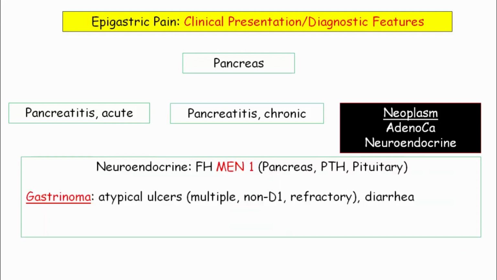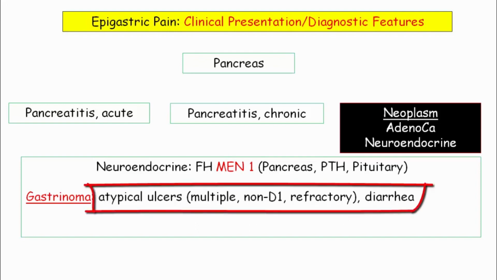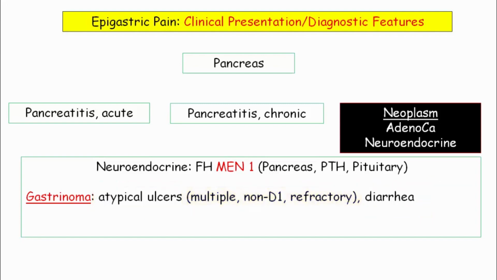As previously mentioned, MEN is covered in a separate set of videos, but let's review the skinny on gastrinoma. The key feature is atypical ulcers, and you must be familiar with the descriptions which characterize an ulcer as atypical. These include multiple ulcers, refractory ulcers, and intestinal ulcers beyond the first portion of the duodenum. So if they describe a patient with an ulcer in the second portion of the duodenum, they're telling you the patient has a gastrinoma, especially if there are other features present, such as diarrhea.